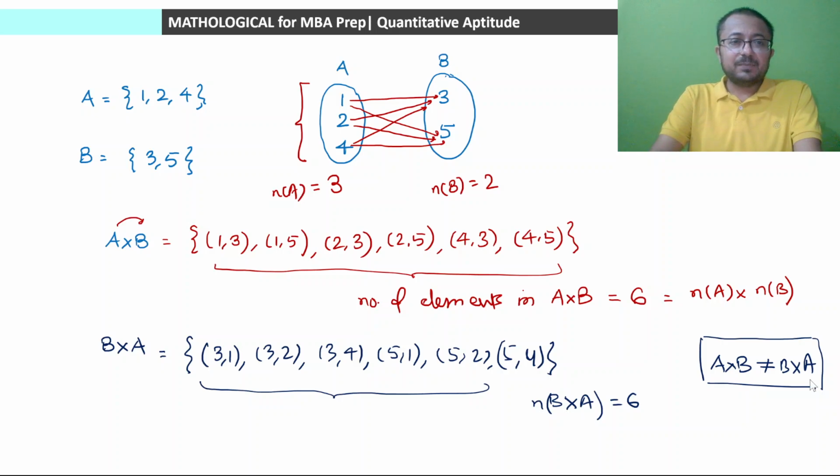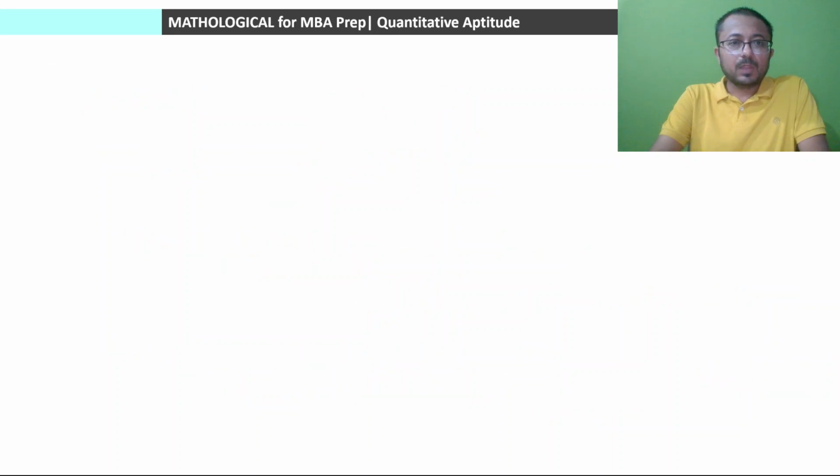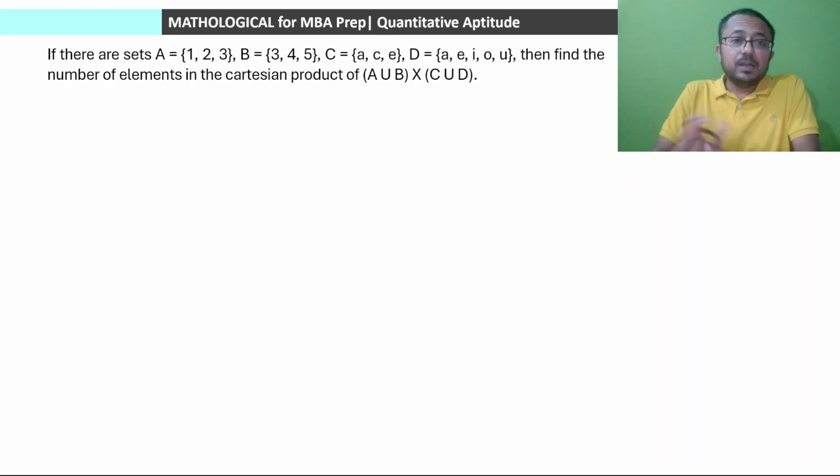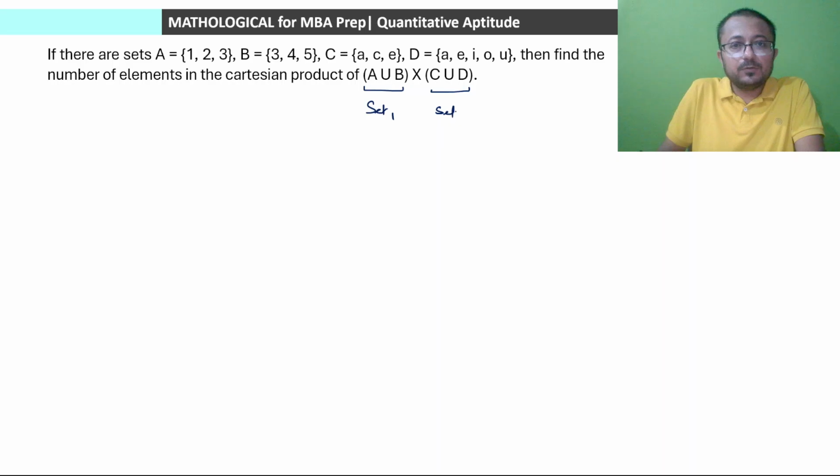Okay? So if that much is understood, then let us solve our first question based on that. The question is: if there are sets, set A with 1, 2 and 3, set B with elements 3, 4 and 5, set C with elements a, c and d, and set D with elements a, e, i, o, u, then find the number of elements in the Cartesian product of A union B cross C union D. So this is our first set, A union B, set 1. This is our second set, C union D, set 2, and we have to find the Cartesian product of these two sets. So what will A union B be? A union B will have elements 1, 2, 3, 4 and 5.